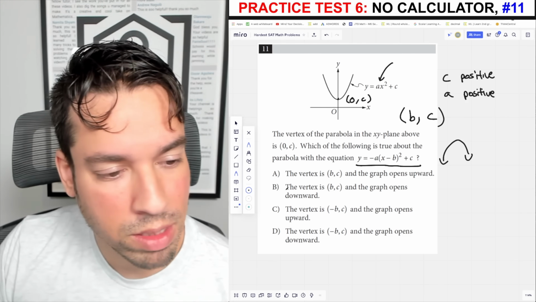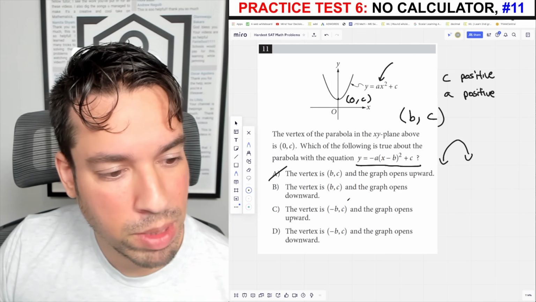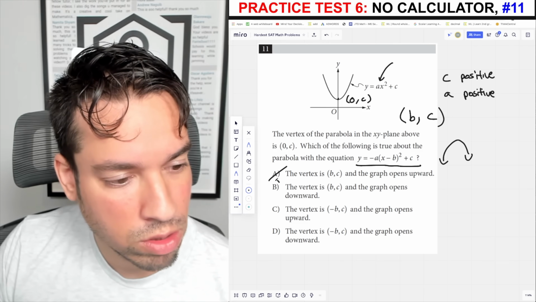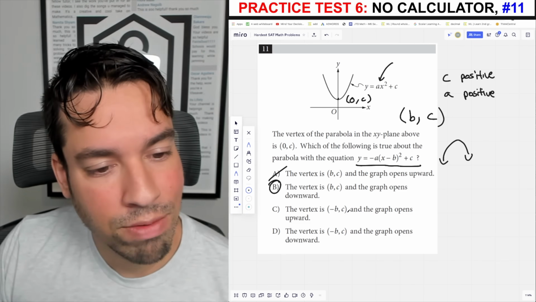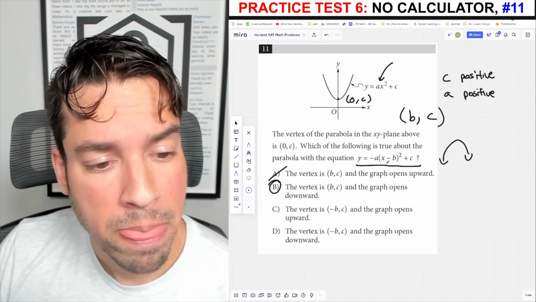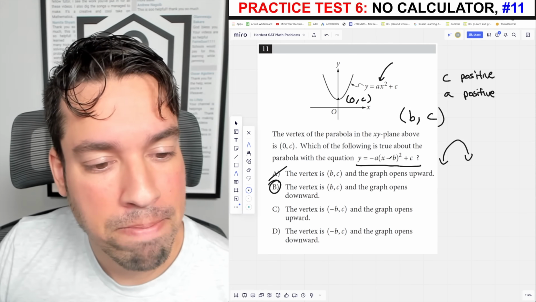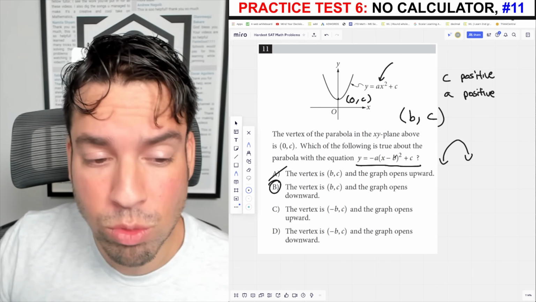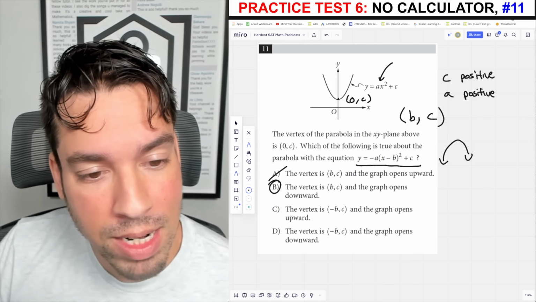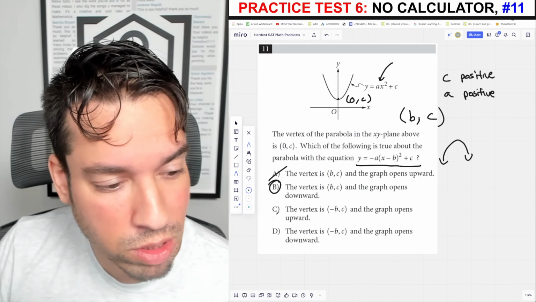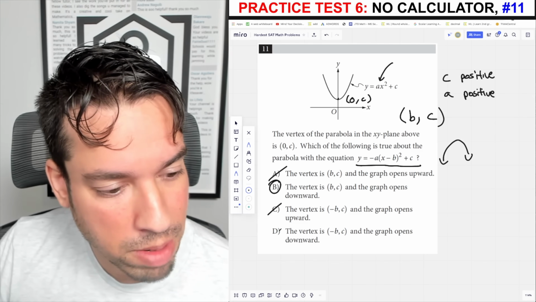Almost, except we said it opens downward, so you're out. The vertex is (b, c) and the graph opens downwards. This is correct. The vertex is negative b, c. Now here's where they're tricking you. Remember, in vertex form, which you've got to be familiar with, it's x minus the x-coordinate of the vertex, which means it's always the opposite. So if it's minus b, it's going to be a positive b for the vertex. So you're out, and this has the same error.